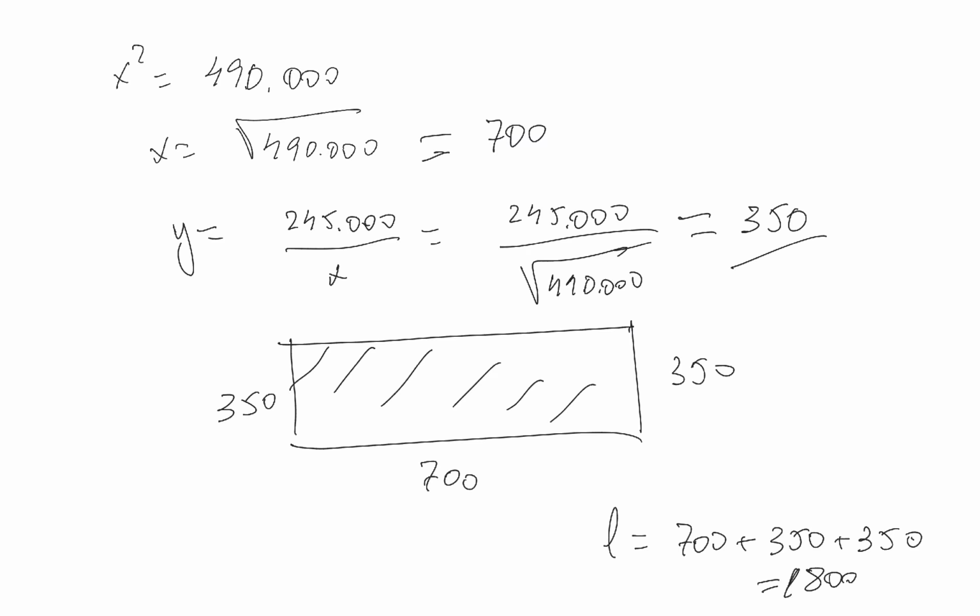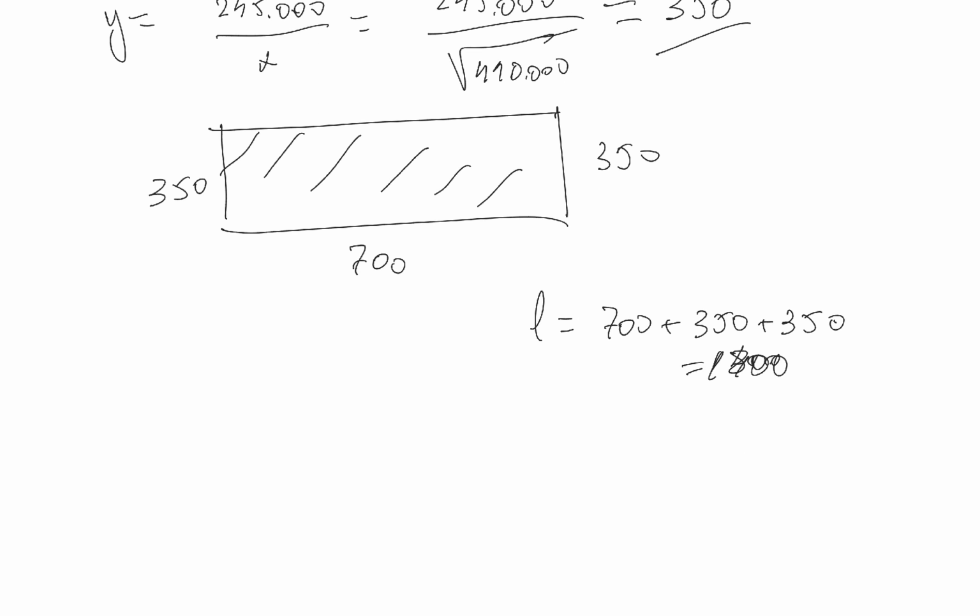The fence that they will use is 700 plus 350 plus 350, which is 1,400. 1,400 is the length, and the area is 245,000. And this is the dimension that makes the area the biggest area.